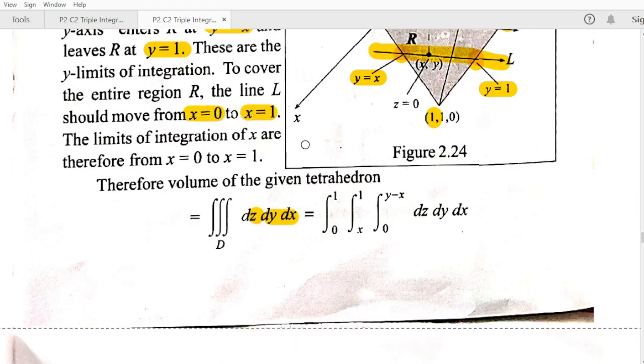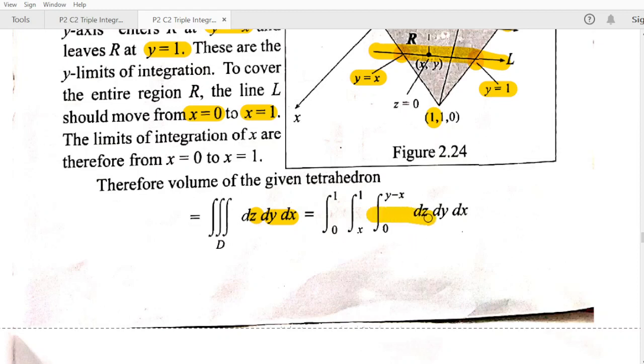So now we have obtained the limits of integration for all the variables x, y and z. We will be substituting them. First we substitute the limit of z, that is from 0 to y minus x. Then we substitute the limit of y from x to 1 and the limit of x from 0 to 1. So now we will be evaluating this triple integral.